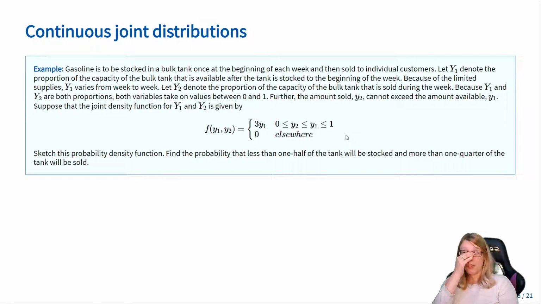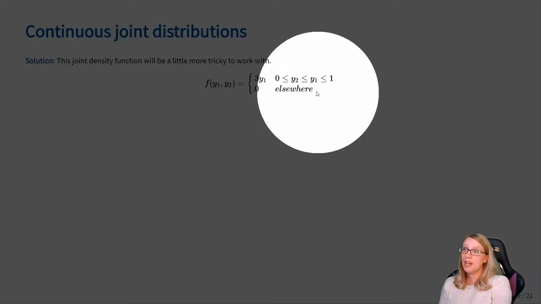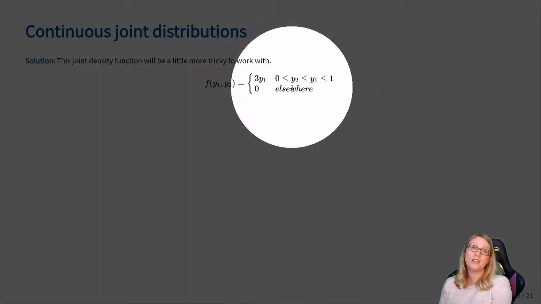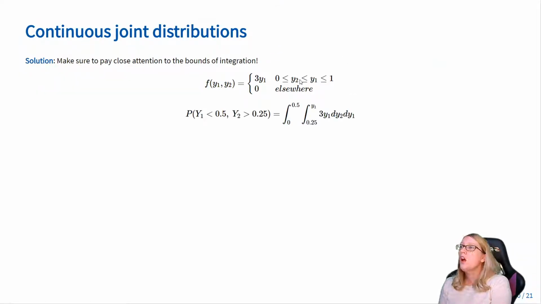We want to find the probability that less than half of the tank will be stocked and more than 1/4 of the tank will be sold. So this one will be a little trickier for us to work with, and that's because we have this y2 less than y1 constraint. So we'll need to integrate that into our bounds. So in order to find the probability that less than half of the tank is stocked, y1 is less than 1/2, and more than 1/4 is sold, y2 is greater than 0.25, we'll have to set it up somewhat like this.